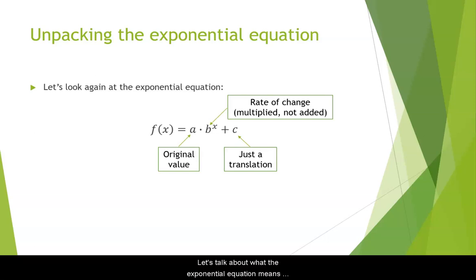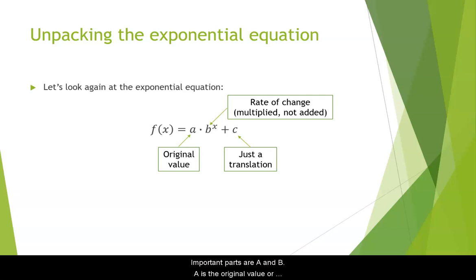Let's talk about what the exponential equation means and what it looks like. The exponential equation is frequently written as f of x equals a times b to the x. Sometimes there's a number added in, plus a c. That's just a translation. It just shifts the whole value. The important parts are a and b.